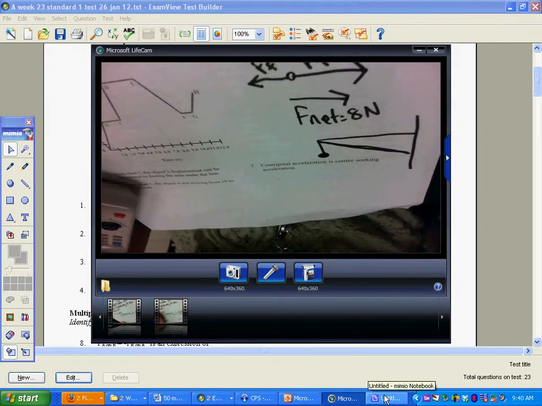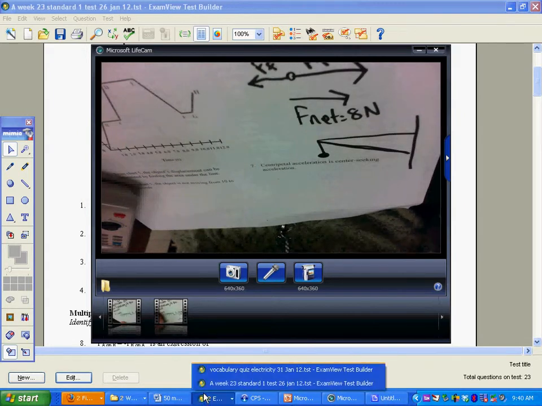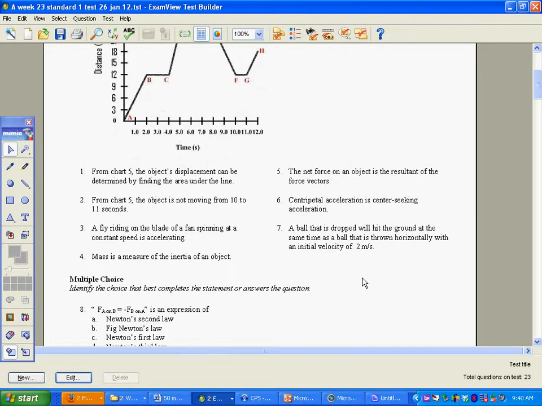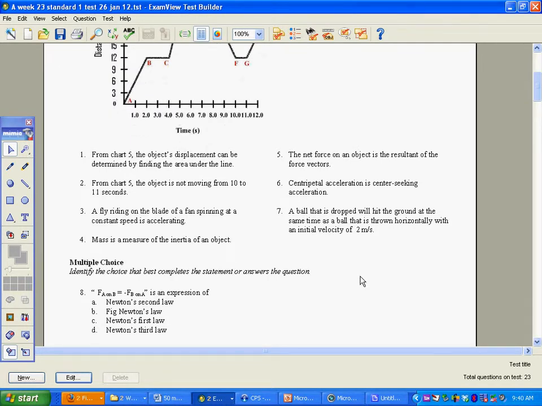All right. Number 6. Centripetal acceleration is center-seeking acceleration. True or false? True.